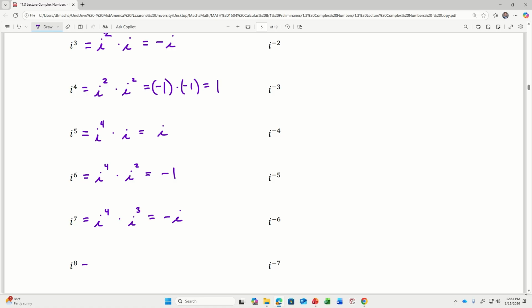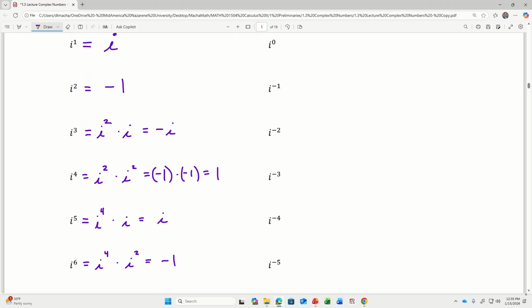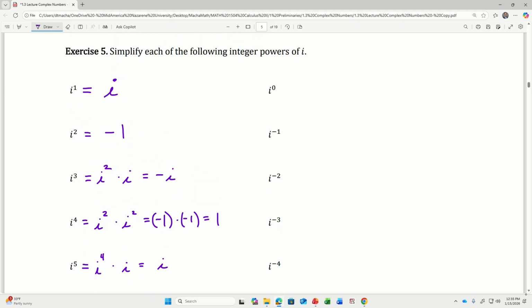Lastly, i to the 8th power, what would that be? Yes. It's like i to the 4th times i to the 4th, which is 1 times 1. Okay, what about i to the 0 power? What's i to the 0 power? It would be 1. Anything raised to the 0 power is 1.